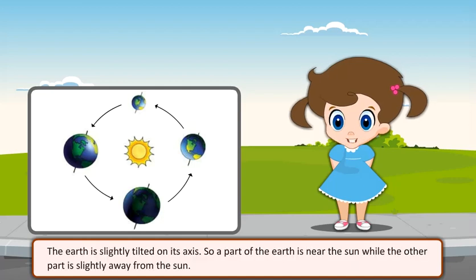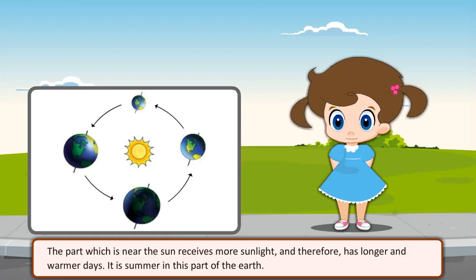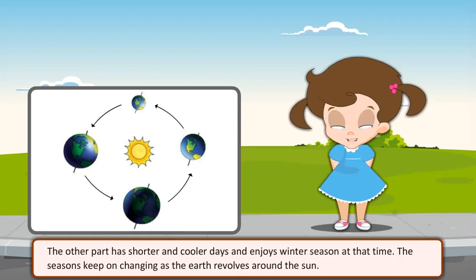The earth is slightly tilted on its axis. So, a part of the earth is near the sun while the other part is slightly away from the sun. The part which is near the sun receives more sunlight and therefore has longer and warmer days. It is summer in this part of the earth. The other part has shorter and cooler days and enjoys winter season at that time. The seasons keep on changing as the earth revolves around the sun.